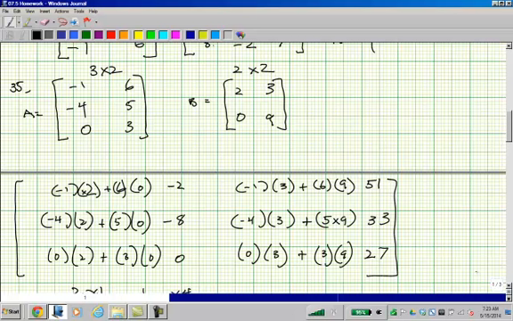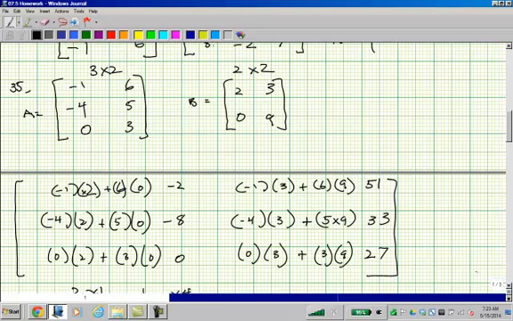-1 times 2 plus 6 times 0 is the first element in the first row. -1 times 3 plus 6 times 9 is the second element in the first row. That takes care of the first column. The first column, the first row on the left is what makes the first row in the product matrix.